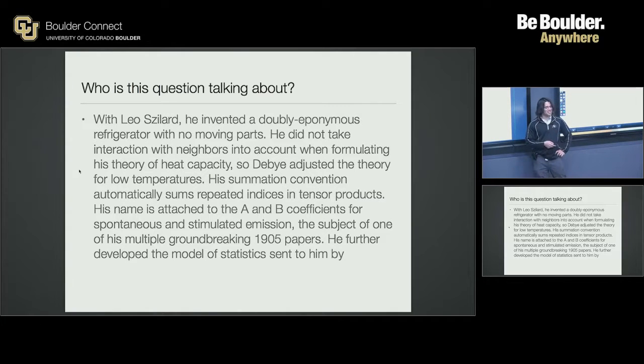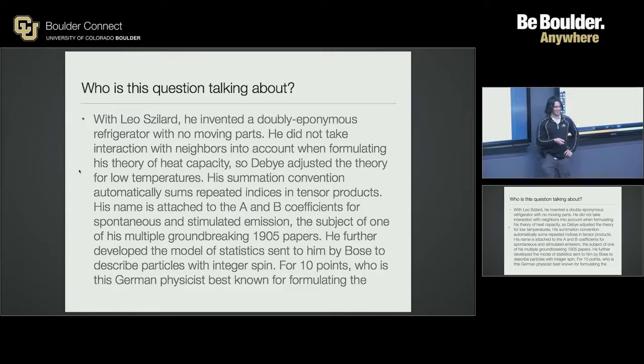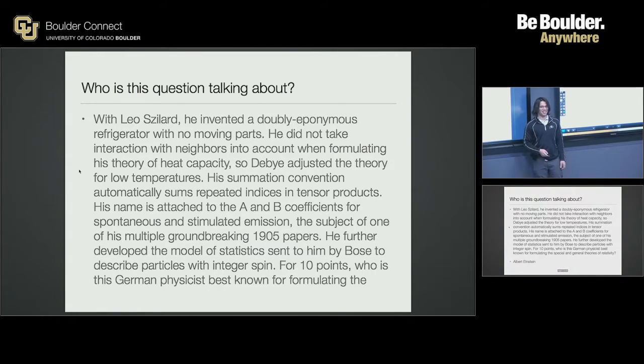For spontaneous and stimulated emission, the subject of his multiple groundbreaking 1905 papers, he further developed his model statistics sent to him by... Yeah, when you know the answer. Einstein. Yeah, so the answer is Einstein.